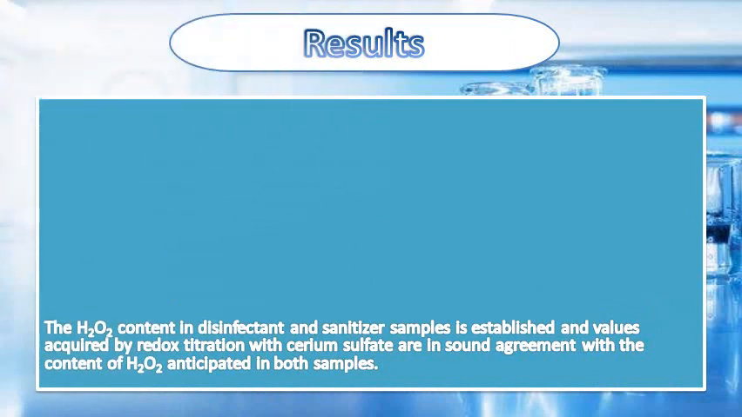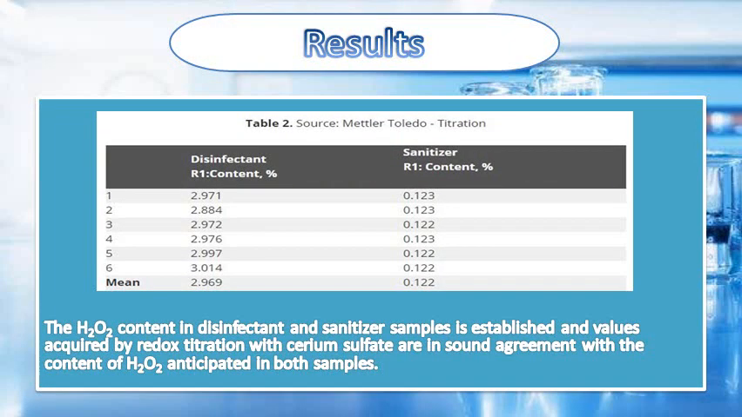Now discussing the results for the application. The hydrogen peroxide content was determined and the process was repeated many times, and the mean value of hydrogen peroxide percentage for the disinfectant was 2.969, and for the sanitizer it was 0.122.